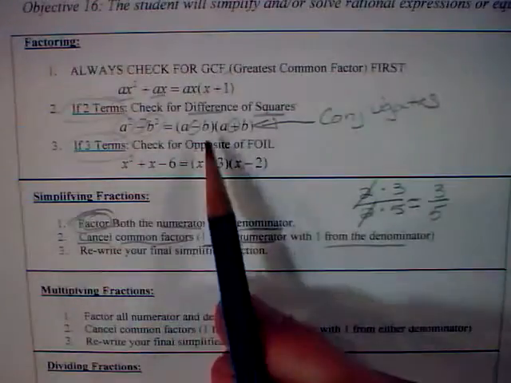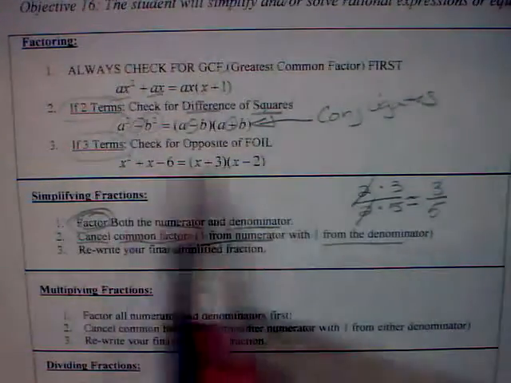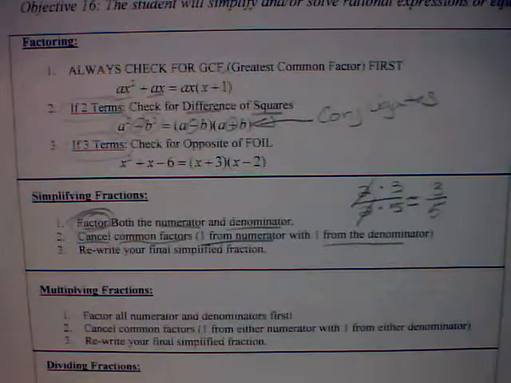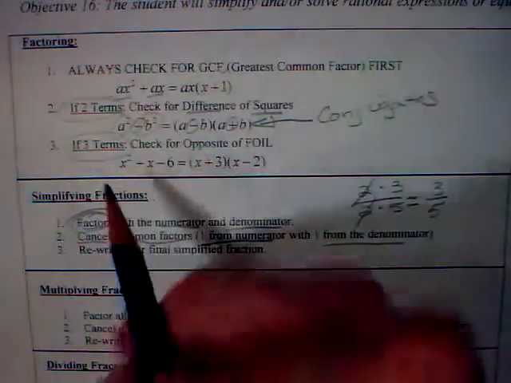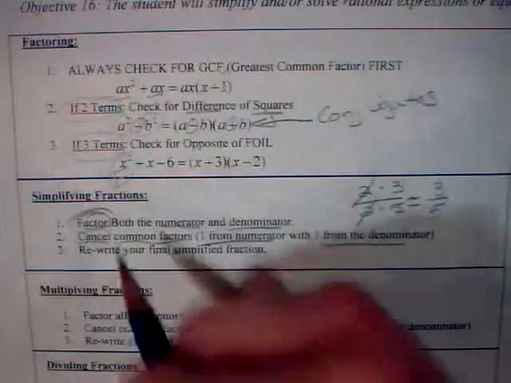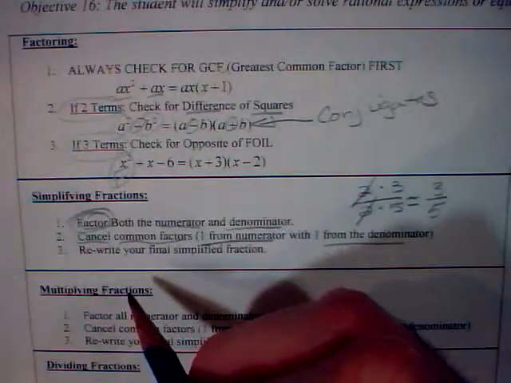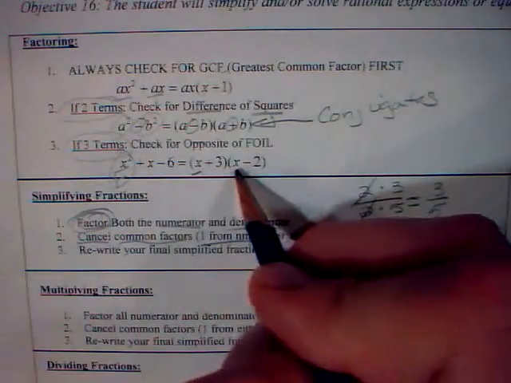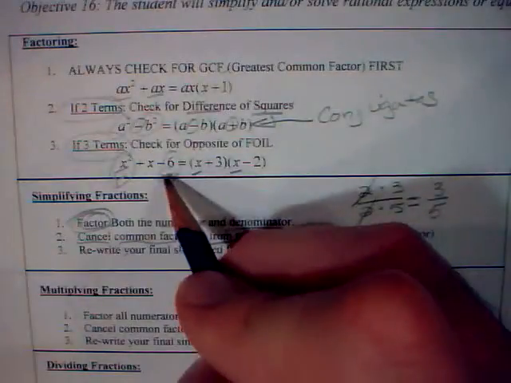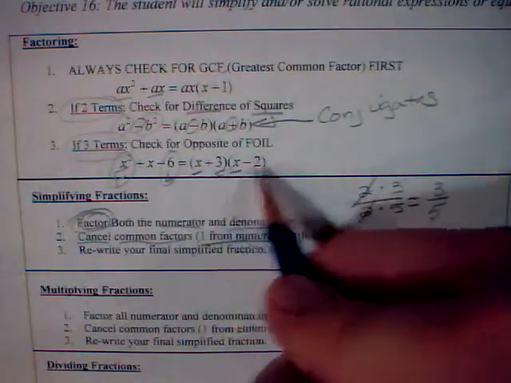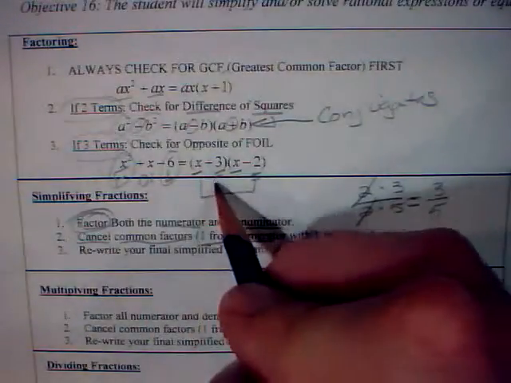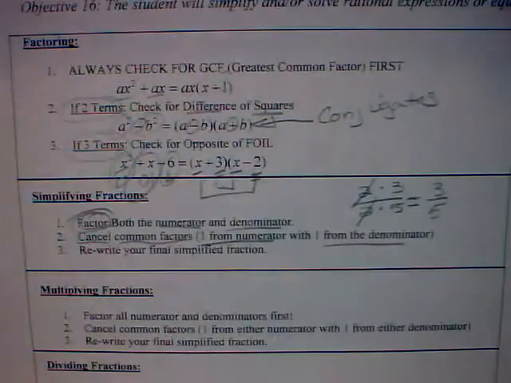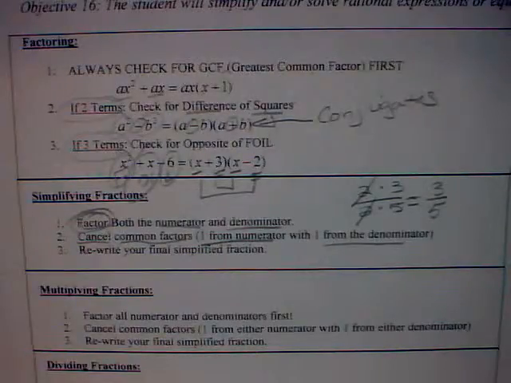Okay. If difference of squares does not work, then you're going to need to look at doing opposite of FOIL, and that requires 3 terms. And again, the first term gets you the first terms here. The last term gets you the last term here, and then the outers and the inners, those get you the middle term. Okay, so that's the FOIL process.